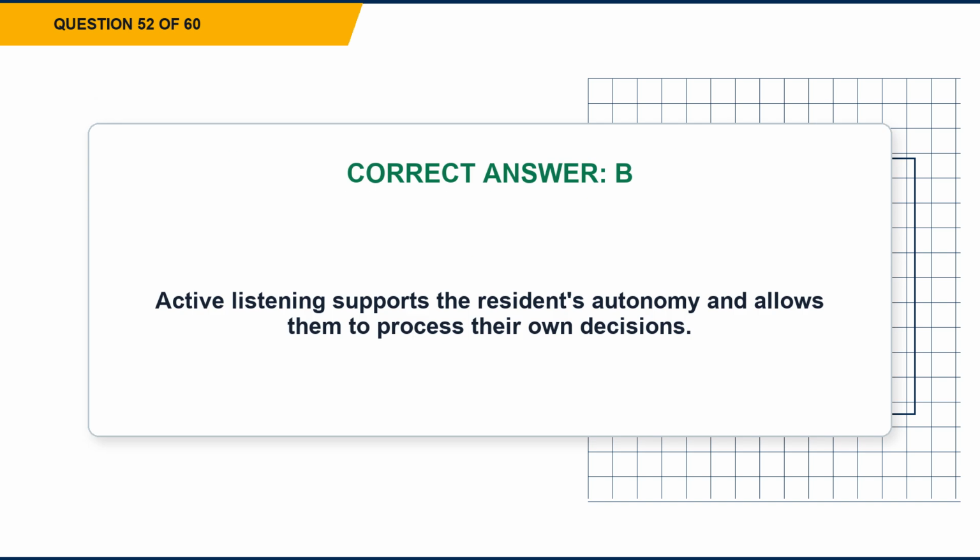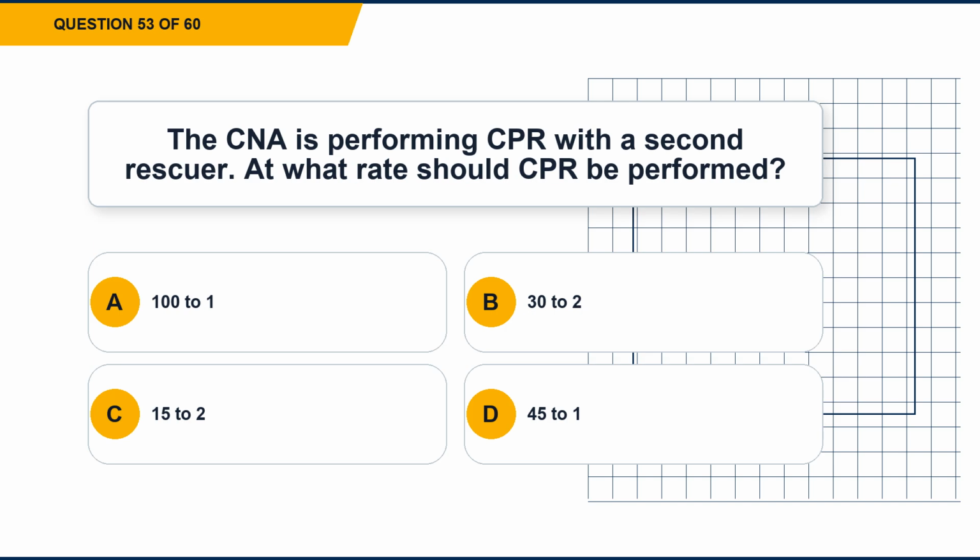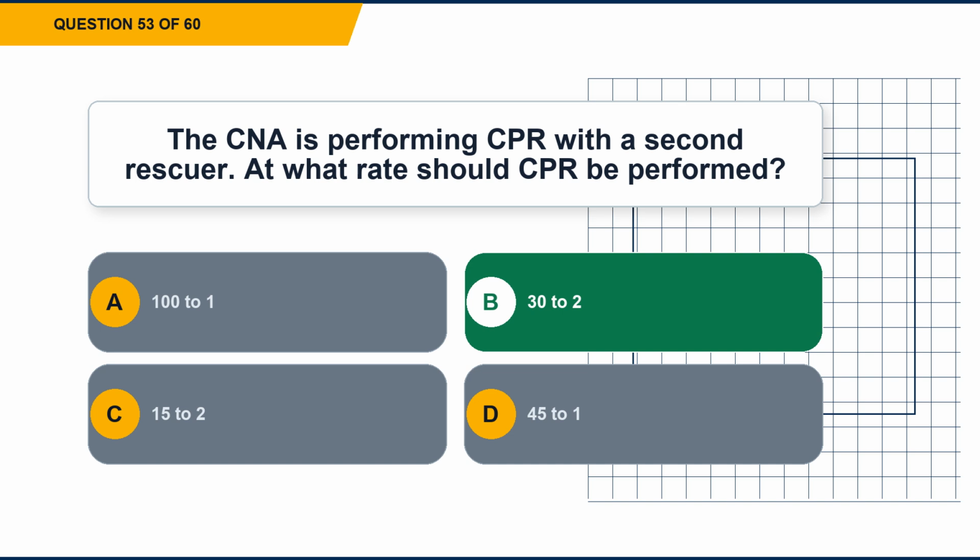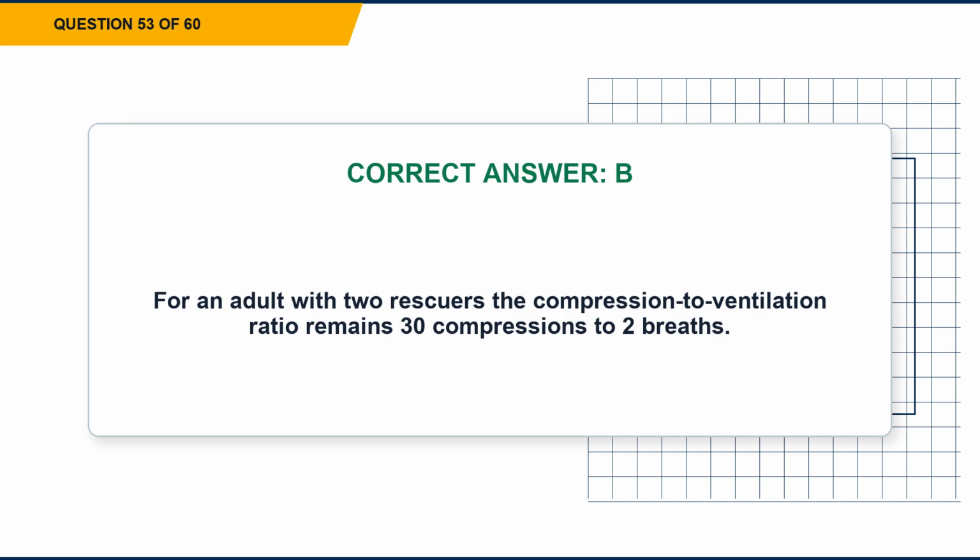Explanation. Active listening supports the resident's autonomy and allows them to process their own decisions. Question 53. The CNA is performing CPR with a second rescuer. At what rate should CPR be performed? Option A. 100-1. Option B. 30-2. Option C. 15-2. Option D. 45-1. The correct answer is option B. 30-2. Explanation. For an adult with 2 rescuers, the compression to ventilation ratio remains 30 compressions to 2 breaths.